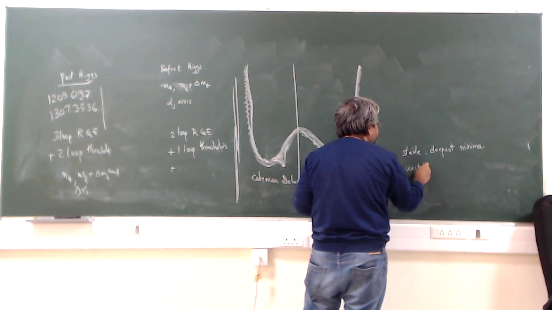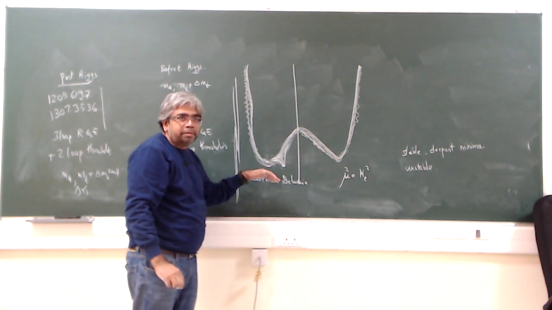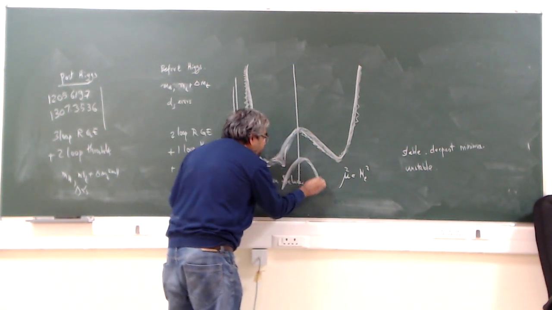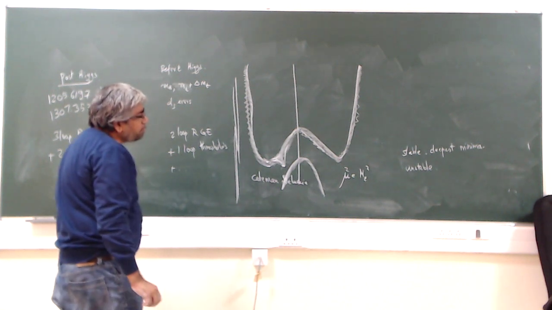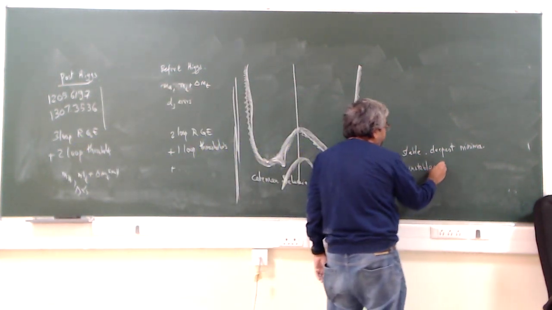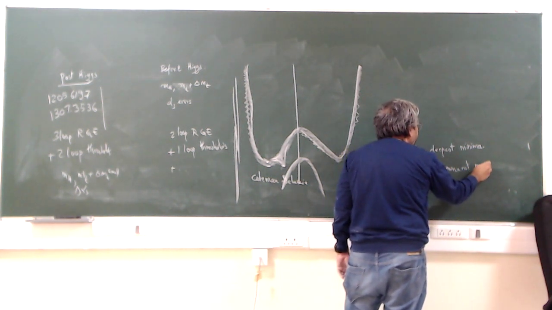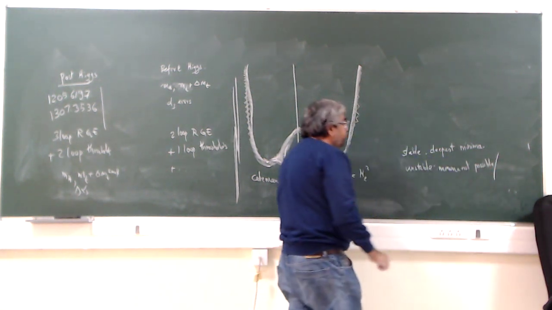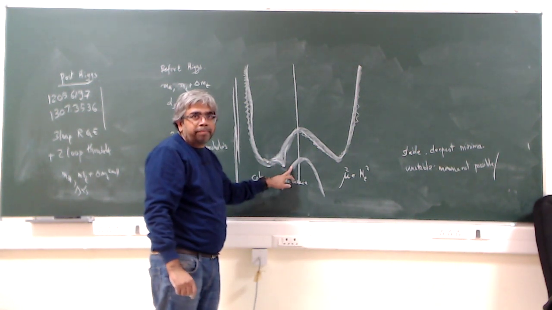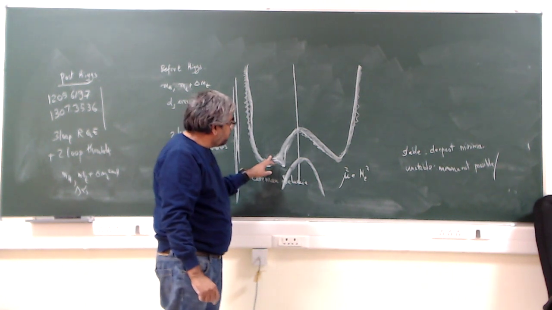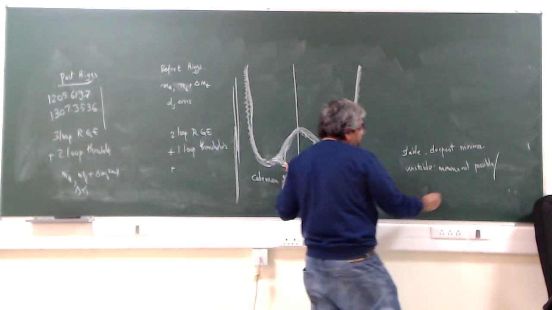Unstable means the potential changes shape for those parameters. It just becomes something like this or something like that, like what we are seeing. Unstable: minimum not possible. Or the other option is that it decays very fast. For that region of the parameter space, it decays very fast to a deeper minimum.